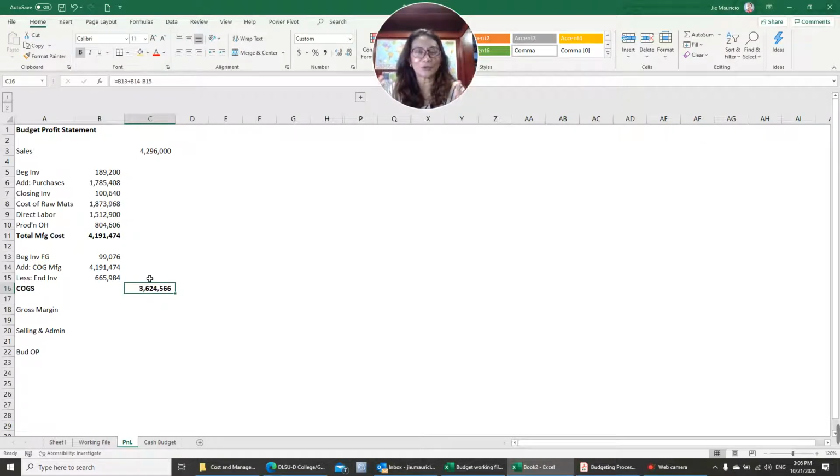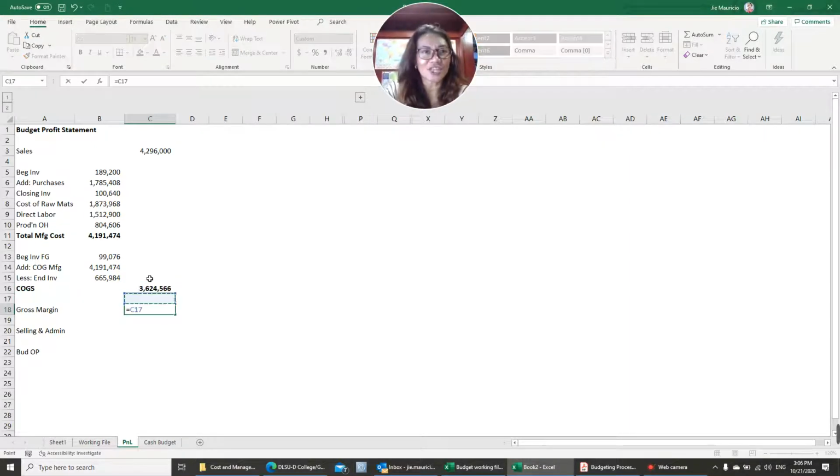It's up to you on how you will move it per column so that you can easily see how much pertains to materials, how much pertains to finished goods inventory. So we're not after formatting here, but more on the computation. Now, to get the gross margin, minus, okay, so our gross margin is 671.44.